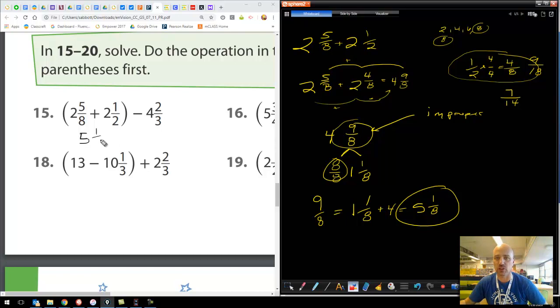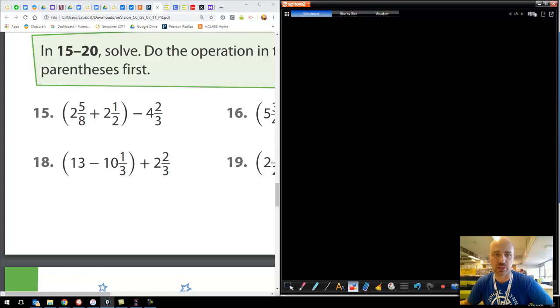Now we can look at the rest of this problem, and I can just bring it down here and minus 4 and 2/3. So you see how we just did some addition, and now they're asking you to do some subtraction, and they're saying, hey, you should know how to do all this by now. Okay, we probably do. So I'm going to delete all of this and rewrite my initial problem here: 5 and 1/8 minus 4 and 2/3. So now we're doing the subtraction part.